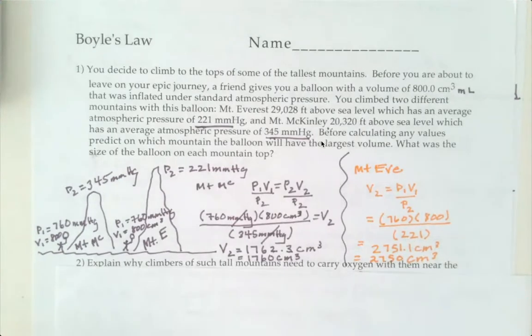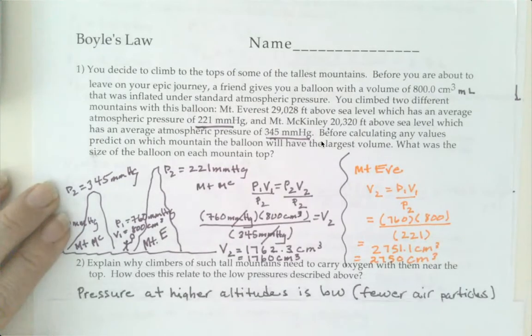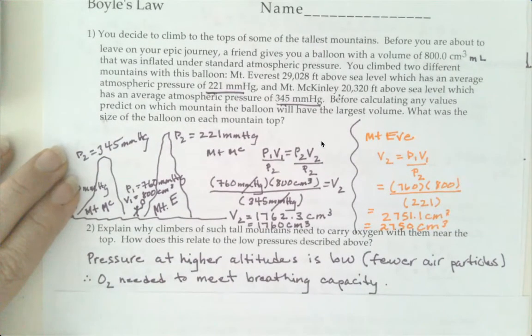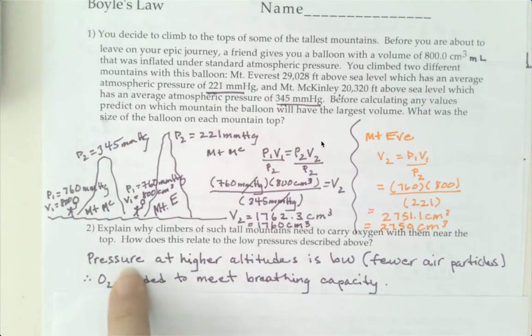Okay, the next question asks, explain why climbers of such tall mountains need to carry oxygen with them near the top. How does this relate to low pressures described above? So what we've talked about is at higher altitudes, we know that atmospheric pressure is less, and that's due to the fact that there are fewer air particles in the atmosphere at higher altitudes. So as a result, you would need to have oxygen in order to meet the oxygen requirements for your body to actually survive.